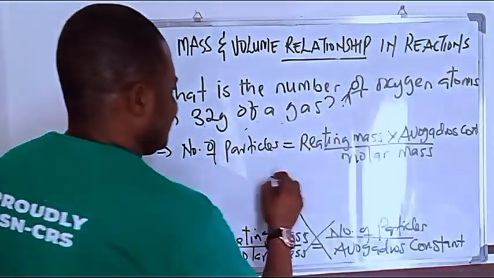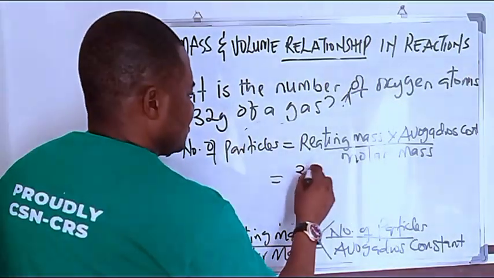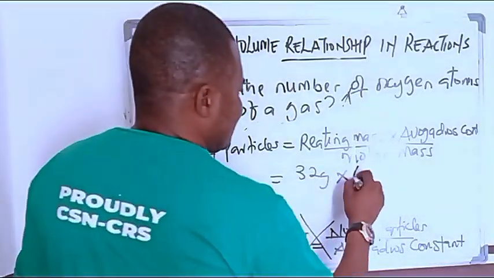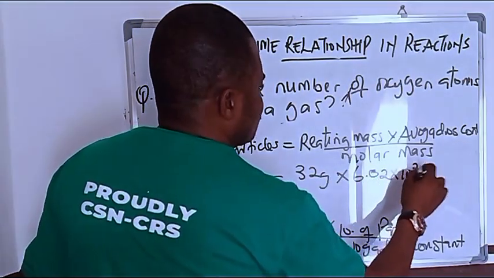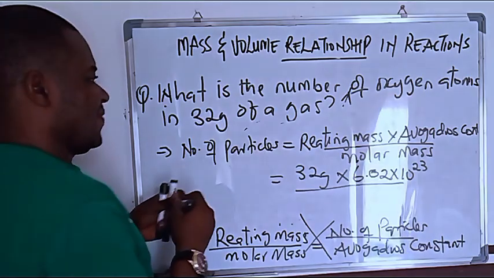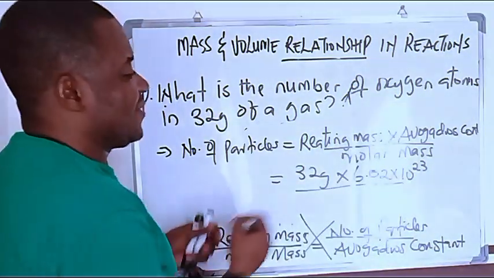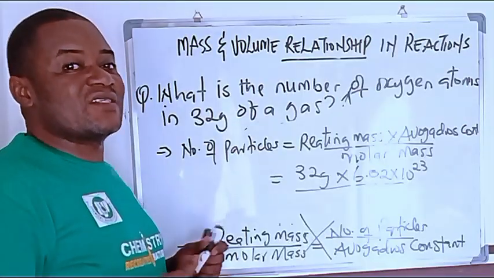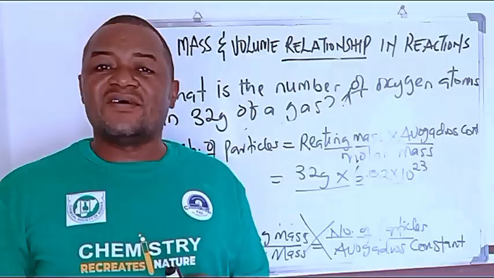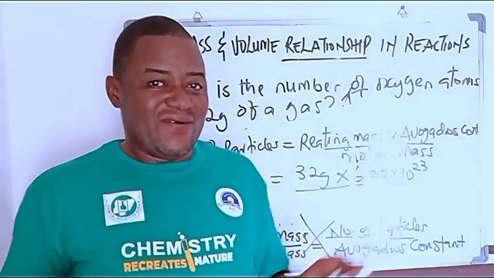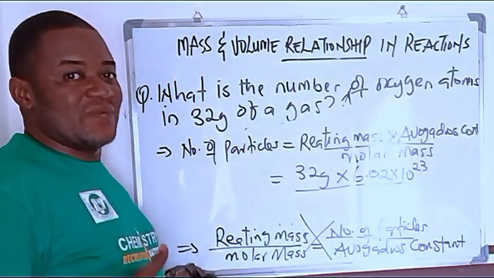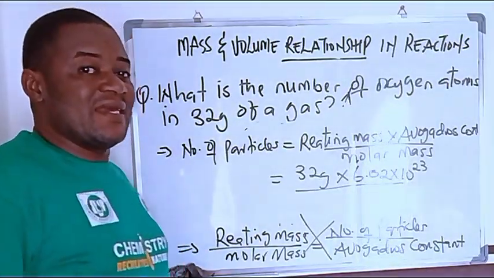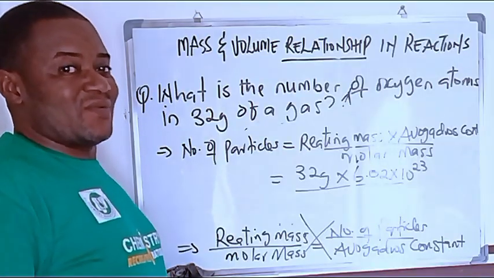Now reacting mass is 32 grams multiplied by Avogadro's constant, which is 6.02 times 10 raised to the power 23, all over molar mass. Now the molar mass is the molar mass of oxygen. Do not forget that oxygen has an atomic number of what? I'm sure you already have that within you. Oxygen has atomic number of 8, and remember that 8 times 2 gives you the mass number, which is 16.